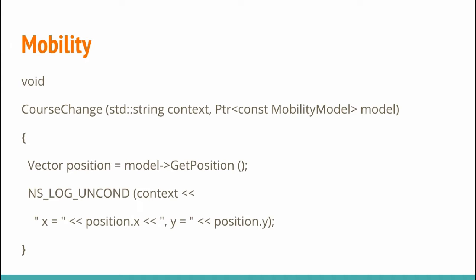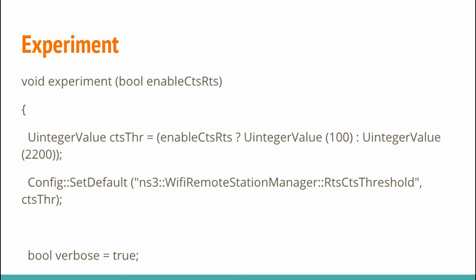The next part of the code is the mobility. Mobility is useful for moving the nodes to random positions, and the function used here is course change. Using this function, the mobility of nodes is possible. In this experiment, we add this line in order to enable or disable RTS CTS.